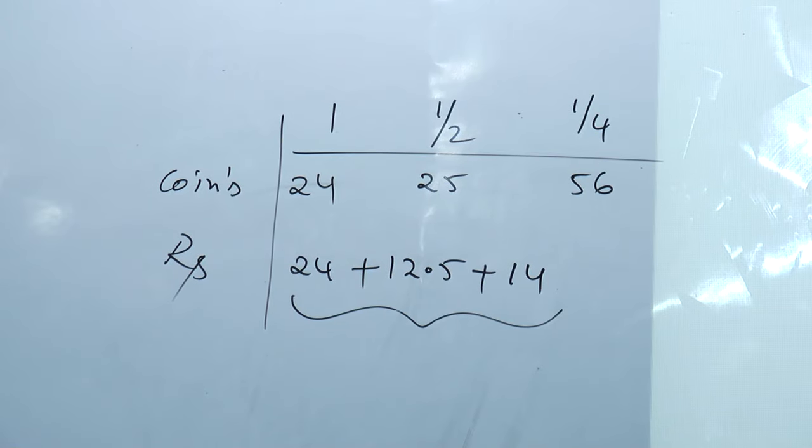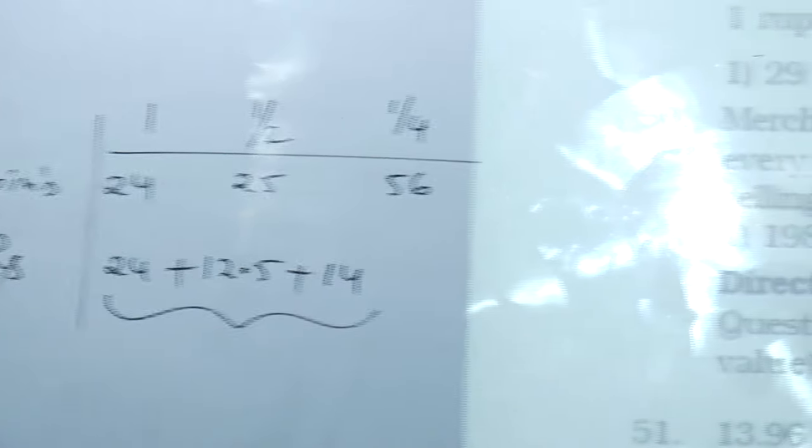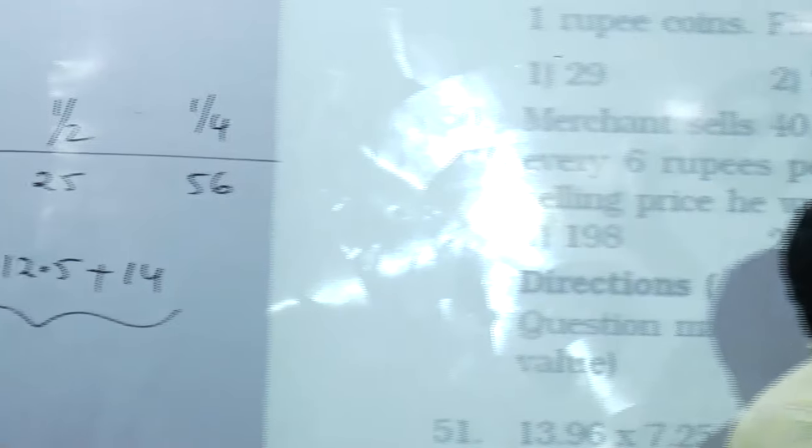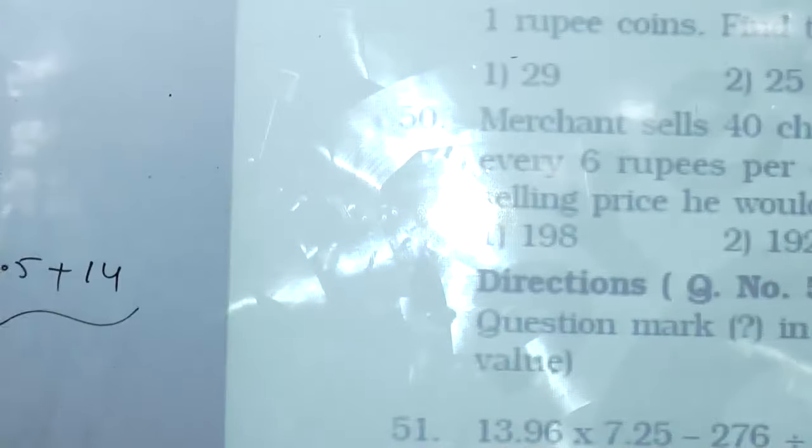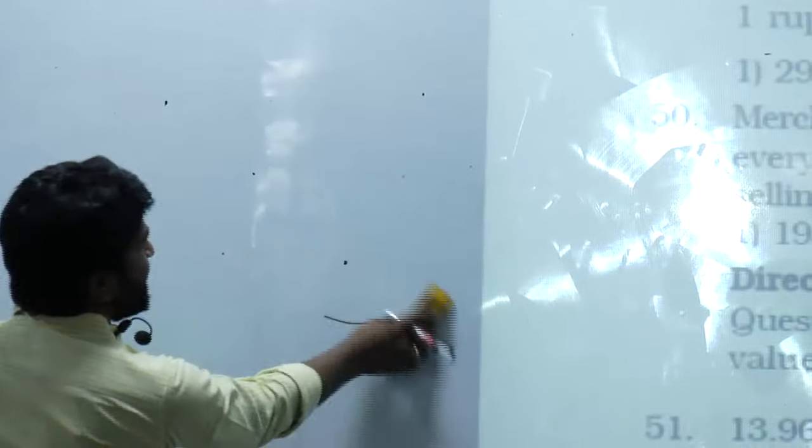Next, 50th. A merchant sells 40 chairs at the rate of 156 per chair. Selling price increases by every 6 rupees per chair. He will be left with one additional unsold chair. At what selling price would he be able to gain maximum profit, excluding unsold chairs?